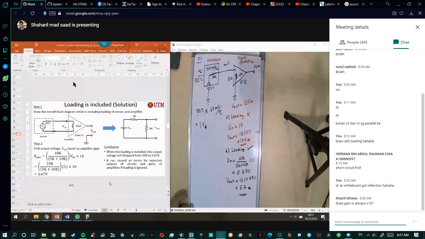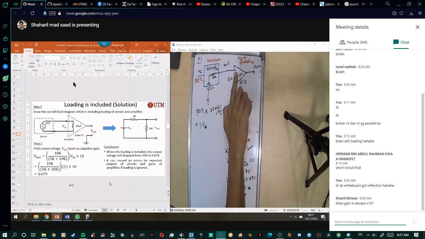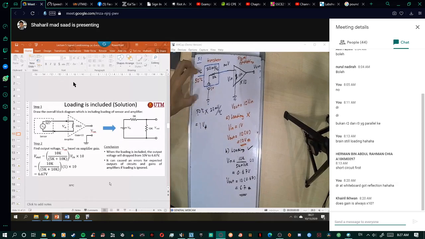So when you ignore the loading, that means loading is not included. So this one will be a short circuit, so V in here will be equal to the output voltage from the transducer. This is the circuit when you connect the transducer with the signal conditioning. So this one is the internal circuit.